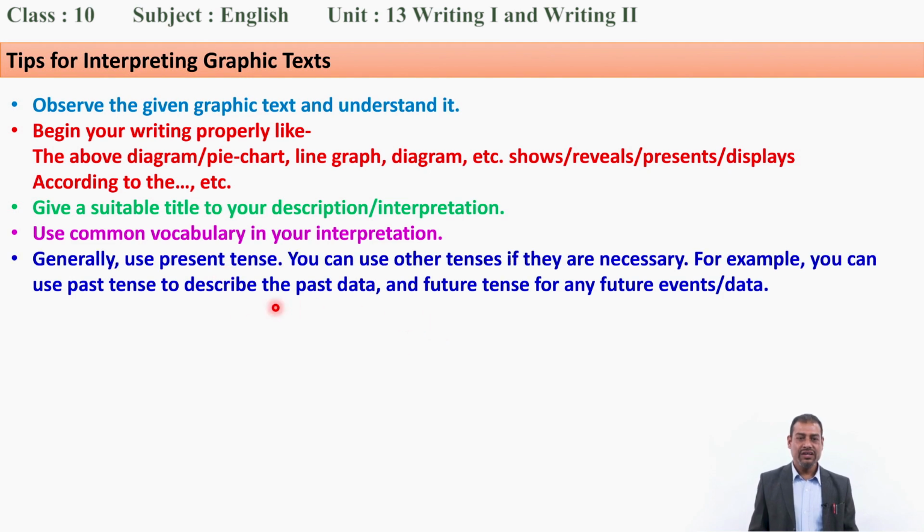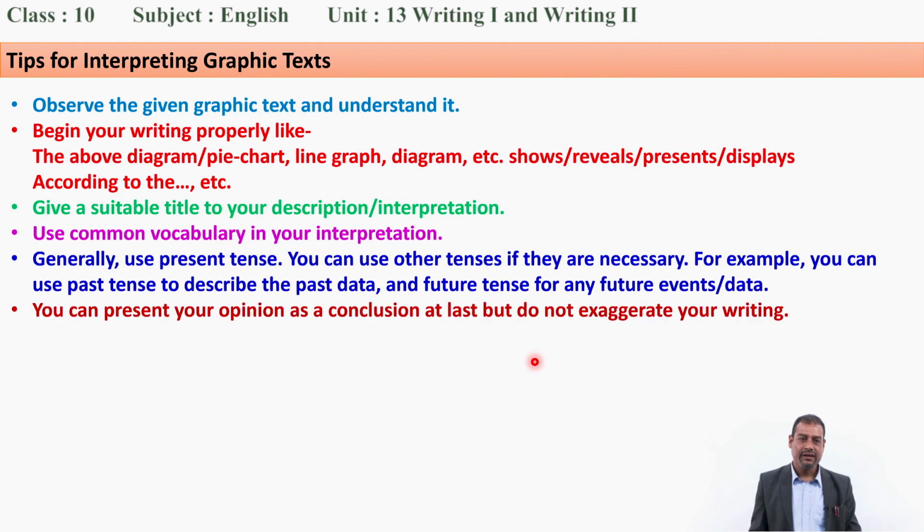Then next, generally use present tense. You can use other tenses if they are necessary. For example, you can use past tense to describe the past data and future tense for any future events or data. So sometimes if we have those sort of data representing past time or future time, at that time we are free to use them, but generally we use present tense.